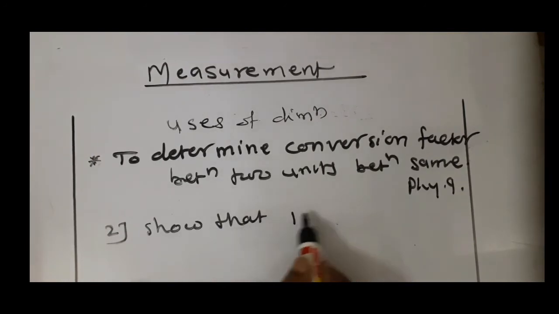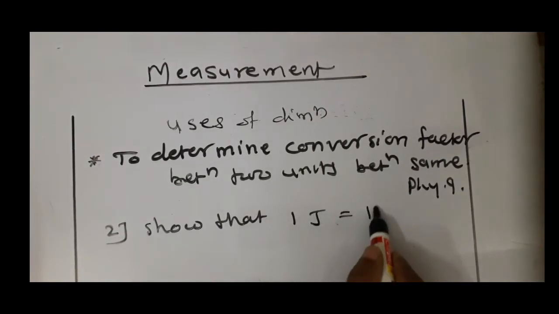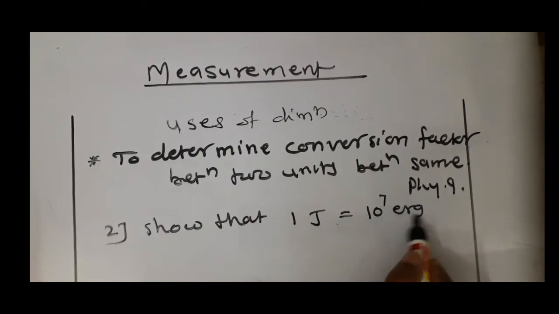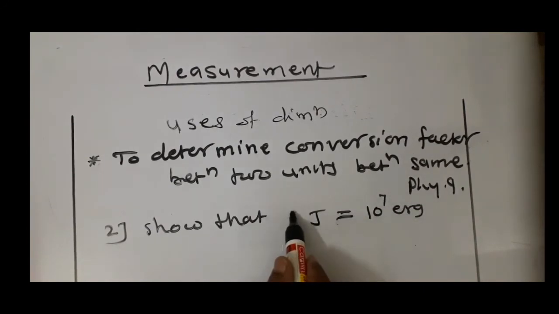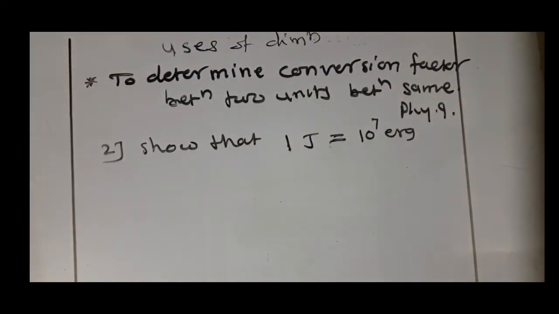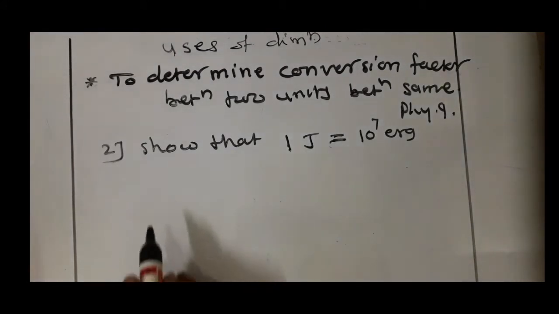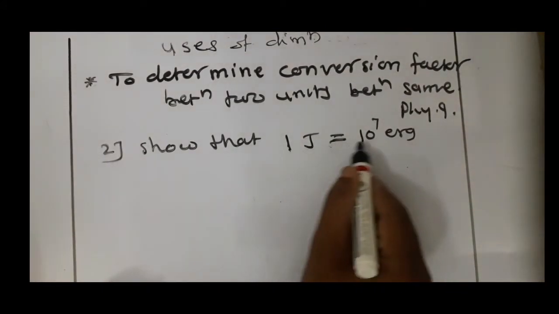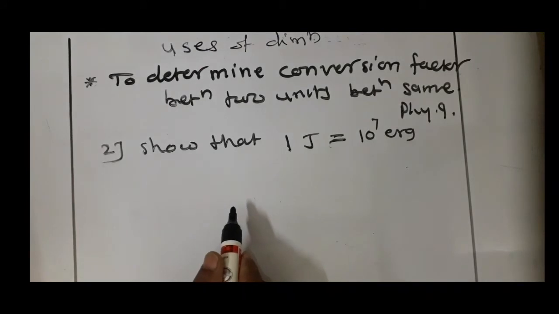The second example is that we have to show that 1 joule is equal to 10⁷ ergs. Okay, this is the second example we have to solve here. How can it be proved? For that purpose we have to note that the joule and the erg are units of the same physical quantity, that is work.